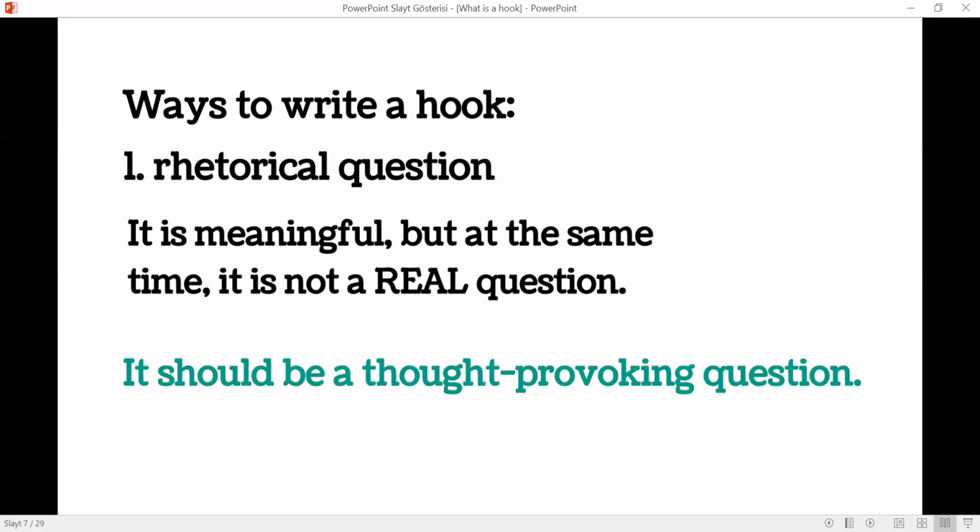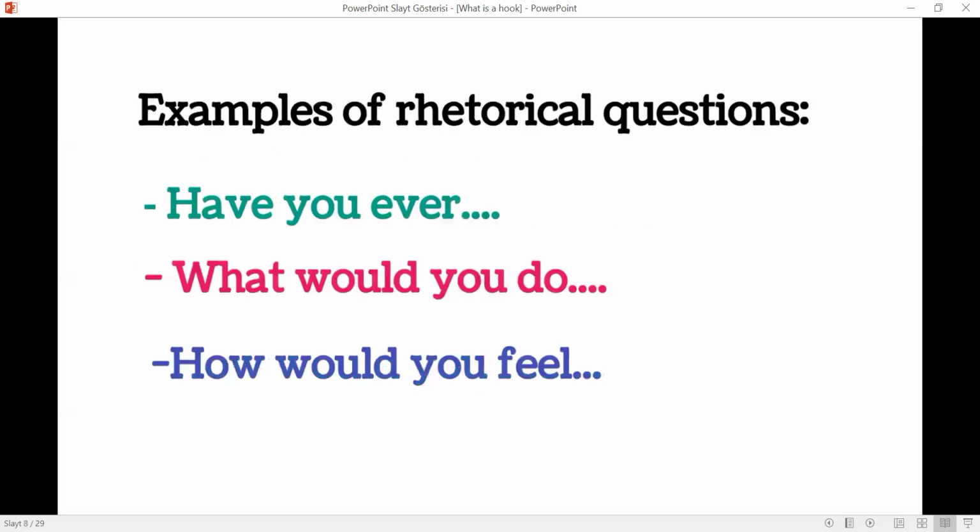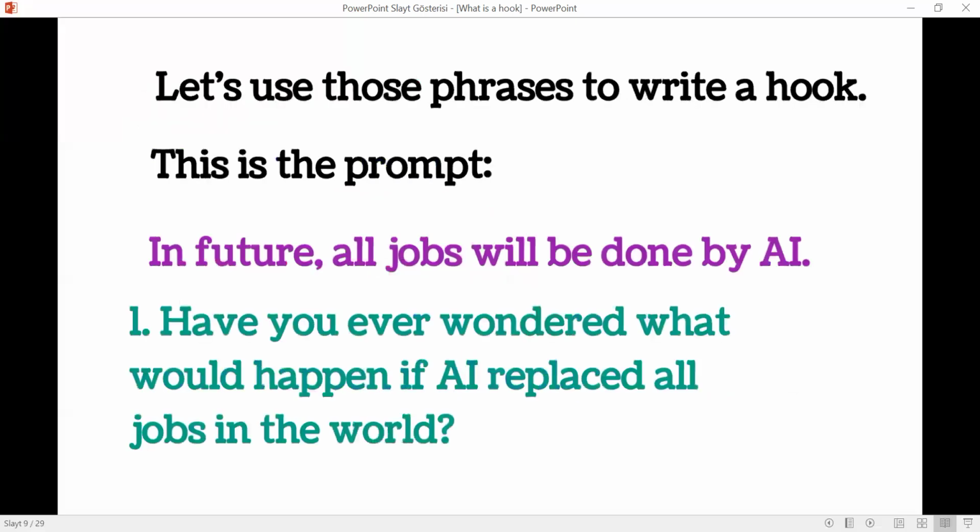1. Rhetorical question. This should be meaningful, but at the same time, not a real question. It should be a thought-provoking question. Here are some phrases that introduce a rhetorical question. 1. Have you ever? 2. What would you do? And number 3. How would you feel? Now, let's use those phrases to write a hook.